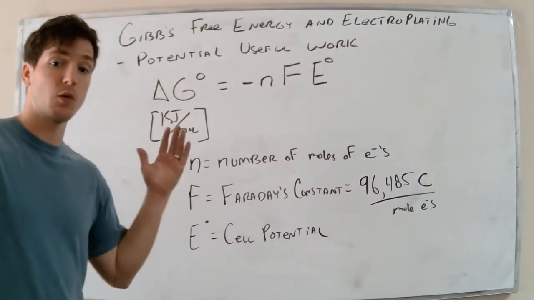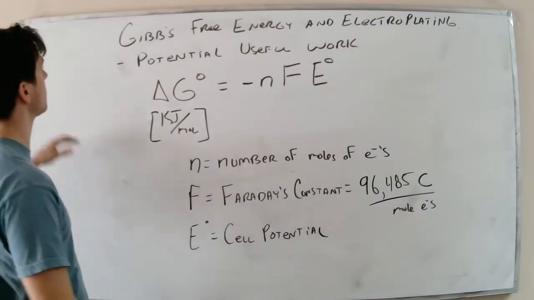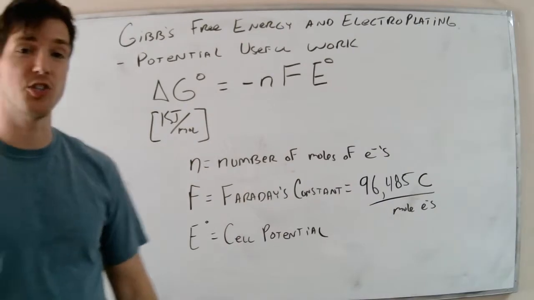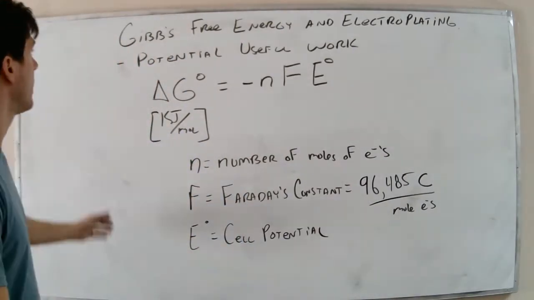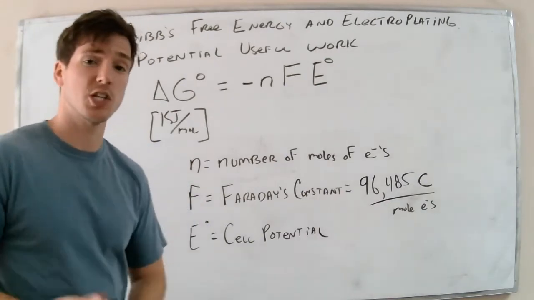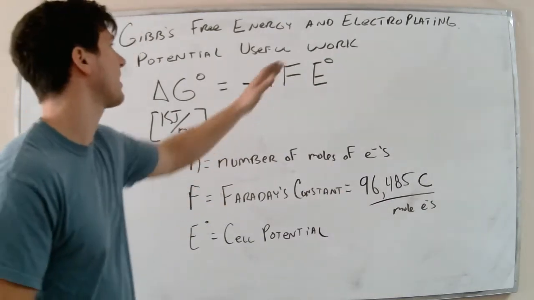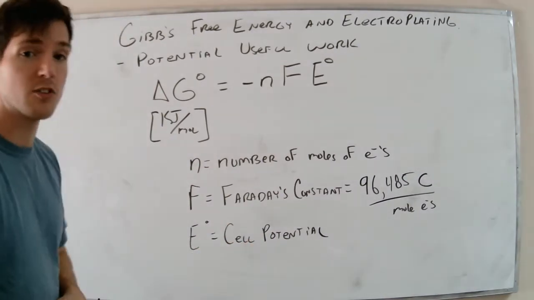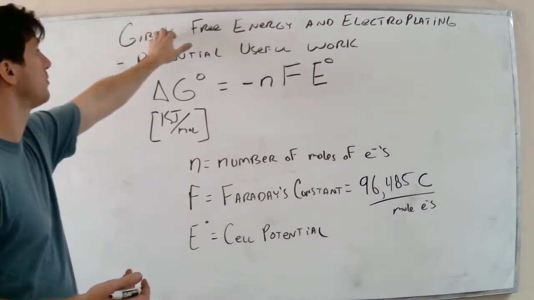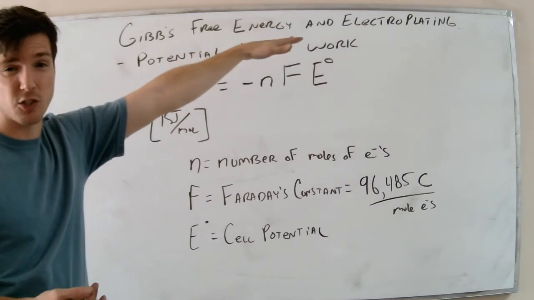Hey everyone, so here's our next lesson in electrochemistry, and it deals with Gibbs free energy and electroplating. And this is all of electrochemistry. Gibbs free energy is just an extension of galvanic cells, and electroplating is just kind of dimensional analysis, but with electricity instead. So the first thing I'm going to talk about is Gibbs free energy. We'll talk about electroplating later.